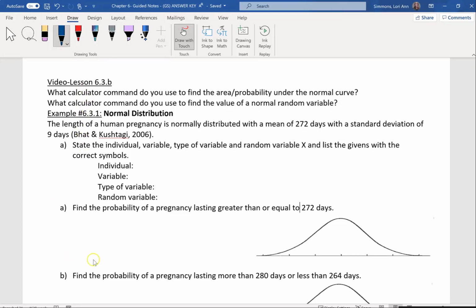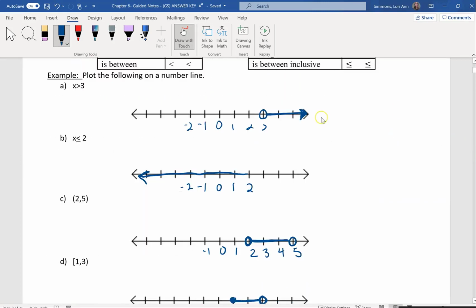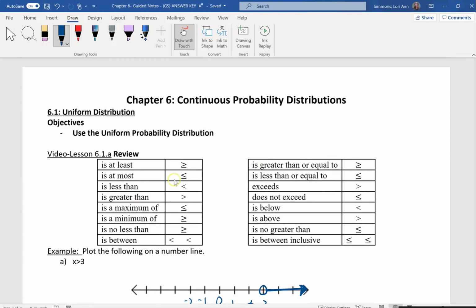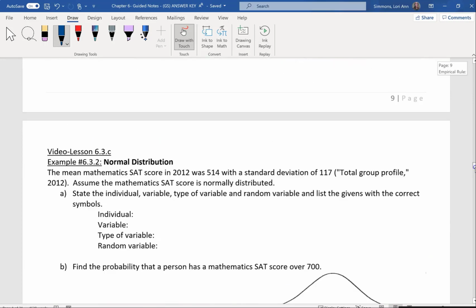So let's look at the first page of chapter 6, just as a reference, because these keywords are going to be very important for you. So refer back to these as much as you need to. And let's get started.